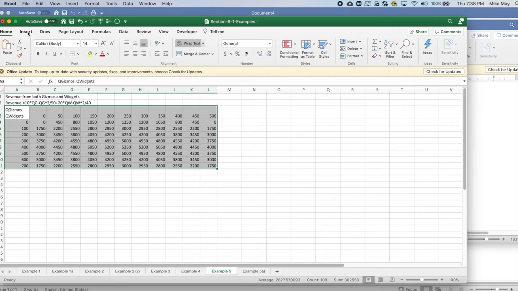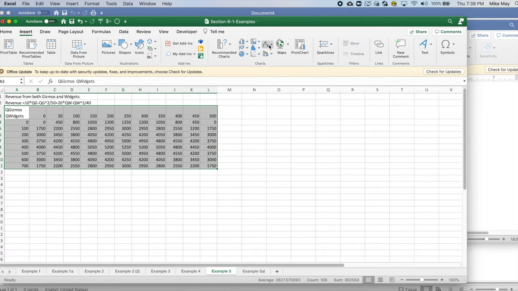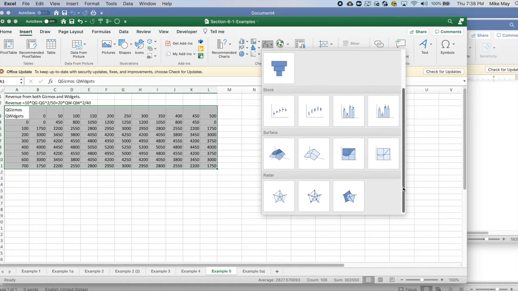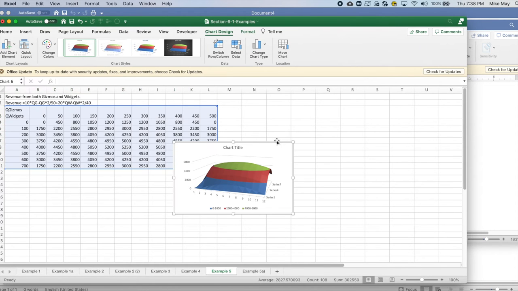We'd like to insert a graph. I'm going to go over to this tab, and I have surface graphs listed. There's a general surface graph, a wireframe model, a contour graph, and a contour graph without the shading. I'm going to start with the surface graph.